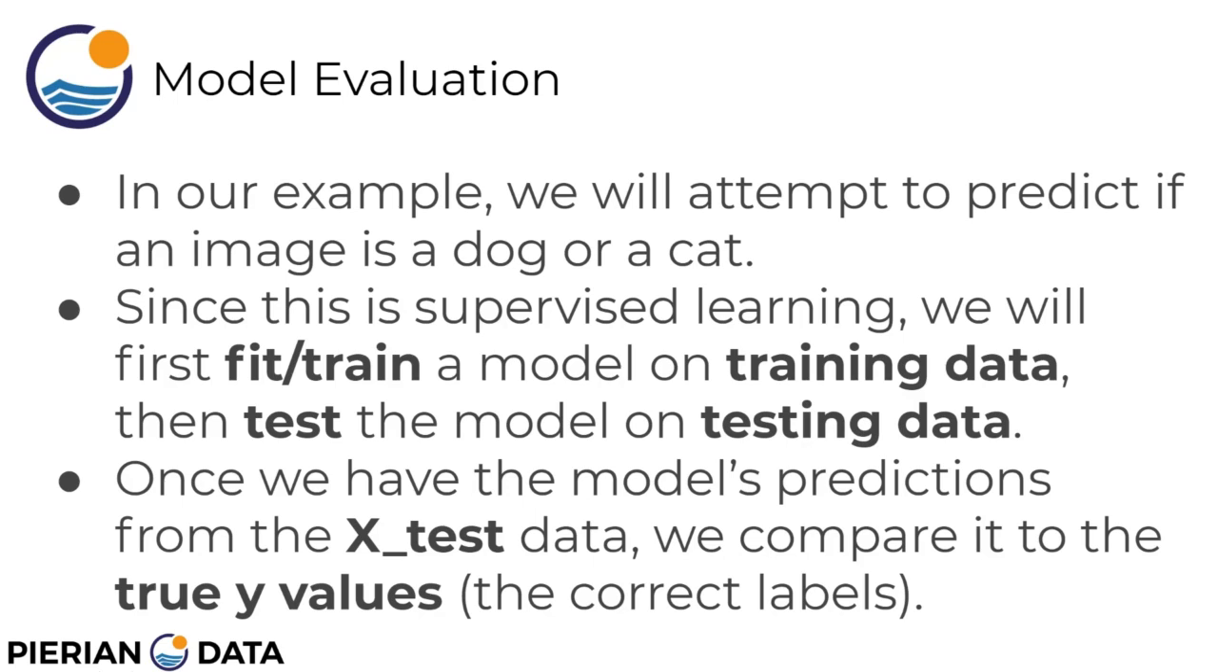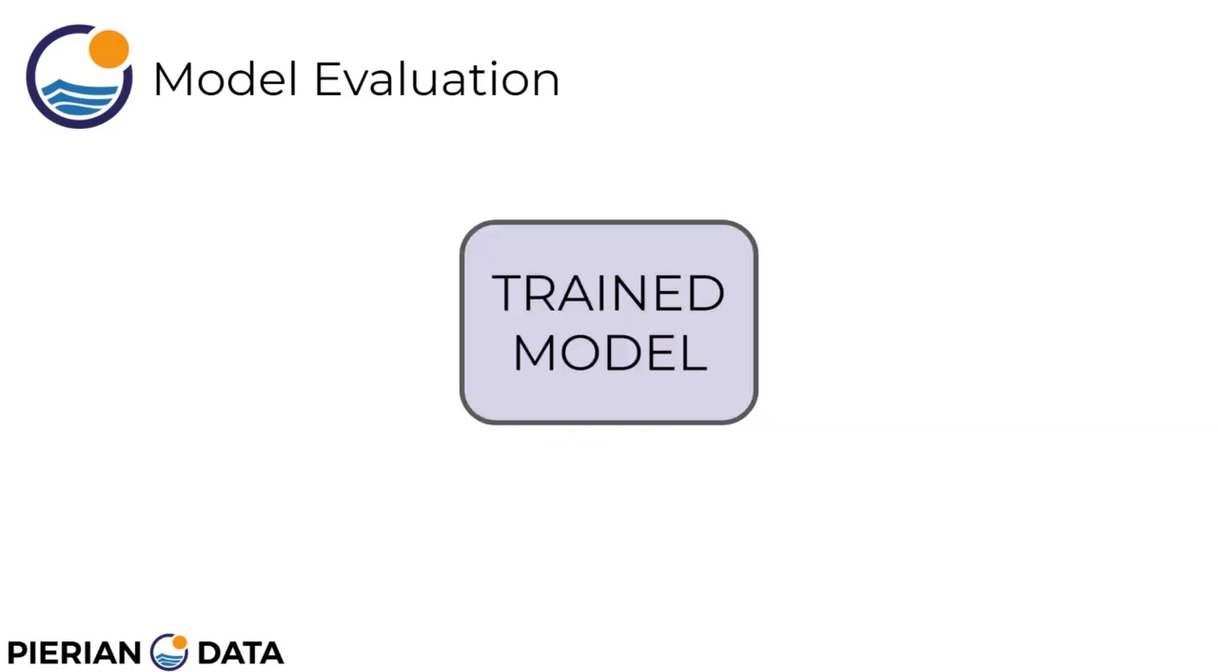Now, since this is a supervised learning problem, what we're going to need to do first is fit or train a model on training data. That means we're going to have images that someone's already labeled dog or cat, so we know the correct answer on these images. Then, we're going to test that model on the testing data. So we're going to show new images that the model hasn't seen before, get the model's prediction, and then compare the results of the model prediction to the correct answer that we already know. So once we have the model's predictions from X test data, we compare it to the true Y values, the correct labels. So let's actually diagram this process out.